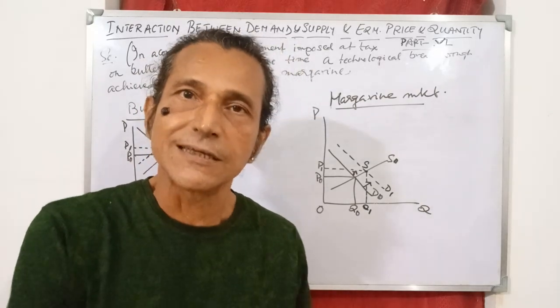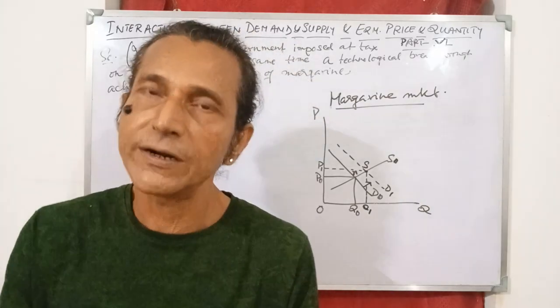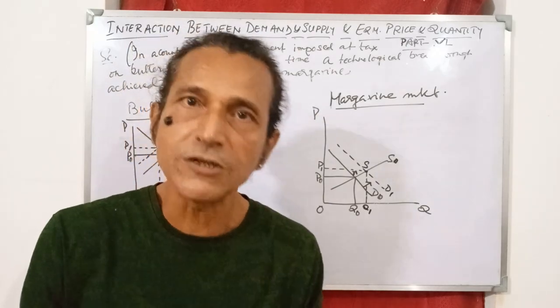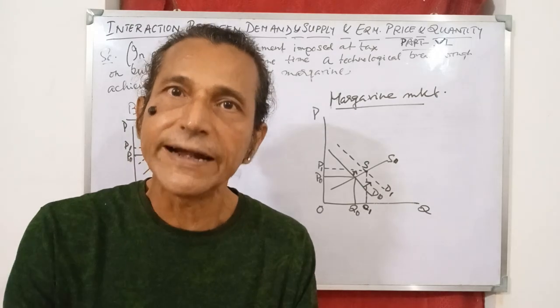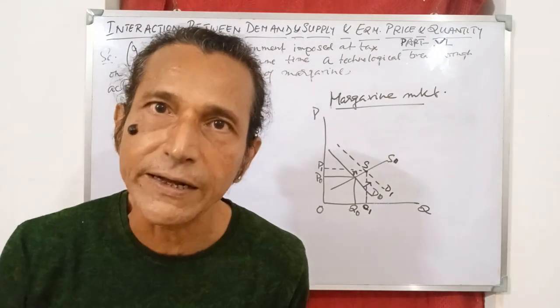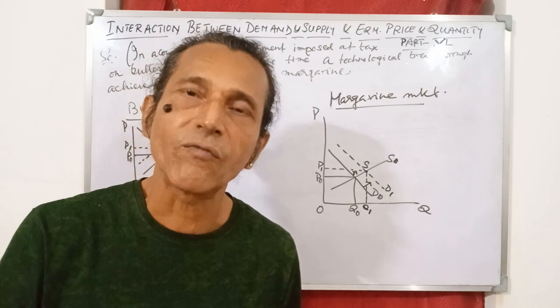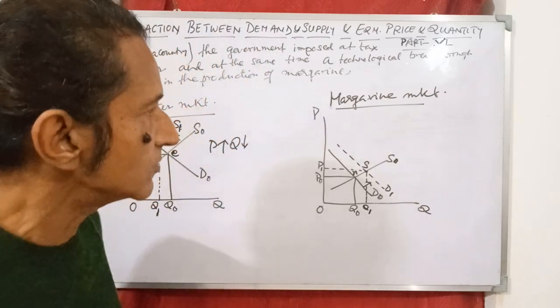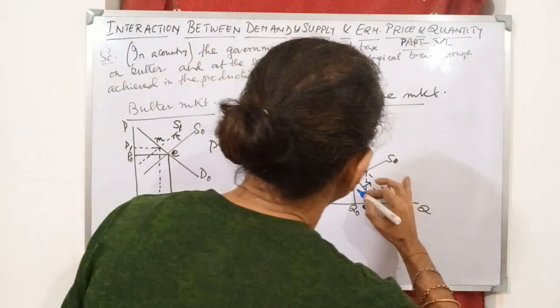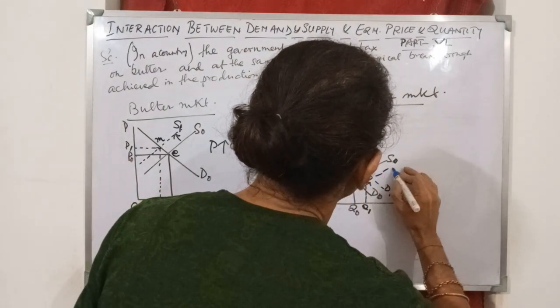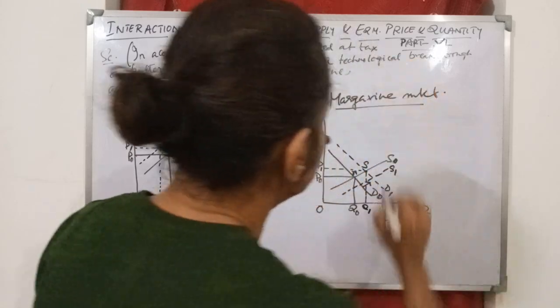As a result, the supply curve will shift parallelly rightward, isn't it? When the cost of production falls, the suppliers are ready to supply more quantity, because by doing that their profit will increase. So the supply curve will shift parallelly rightward. Let S sub 1 be the new supply curve.